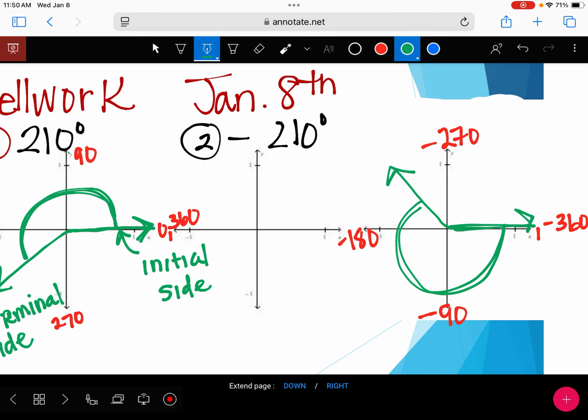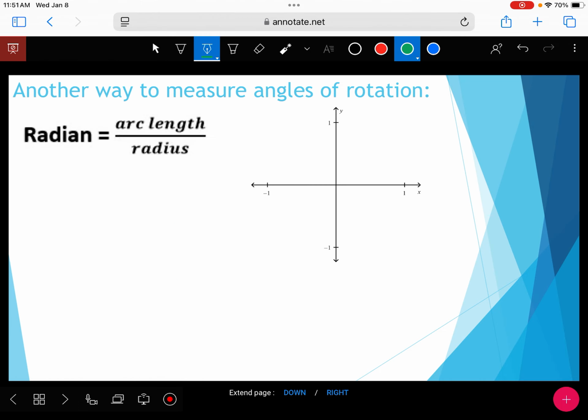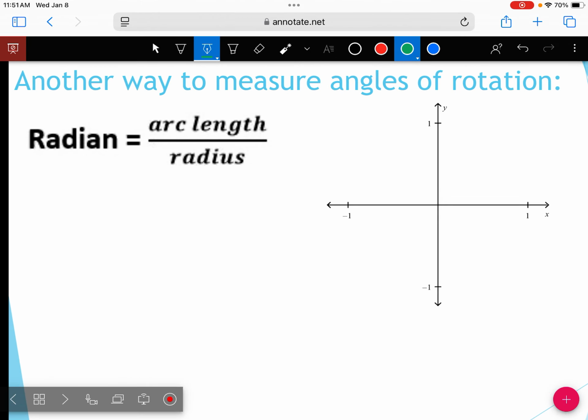Okay, so just like I told you yesterday, for angles, there's actually 2 units of measure. The first one is degrees. Now we're going to move on to the second one, which is a little trickier, and it's called radians. Okay, so let's go ahead. Let's talk about what is a radian.